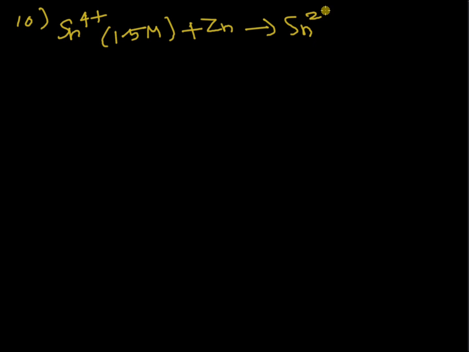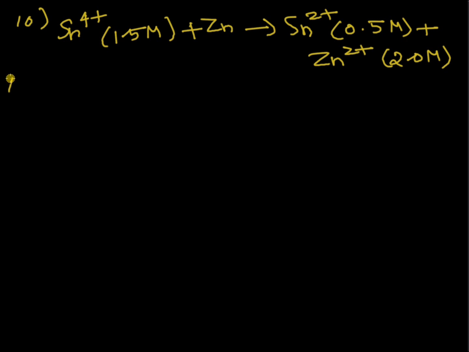In the 10th problem, you are asked to calculate the EMF of a cell represented by the equation Sn4 plus at 1.5 molar plus zinc giving Sn2 plus at 0.5 molar plus Zn2 plus at 2 molar.